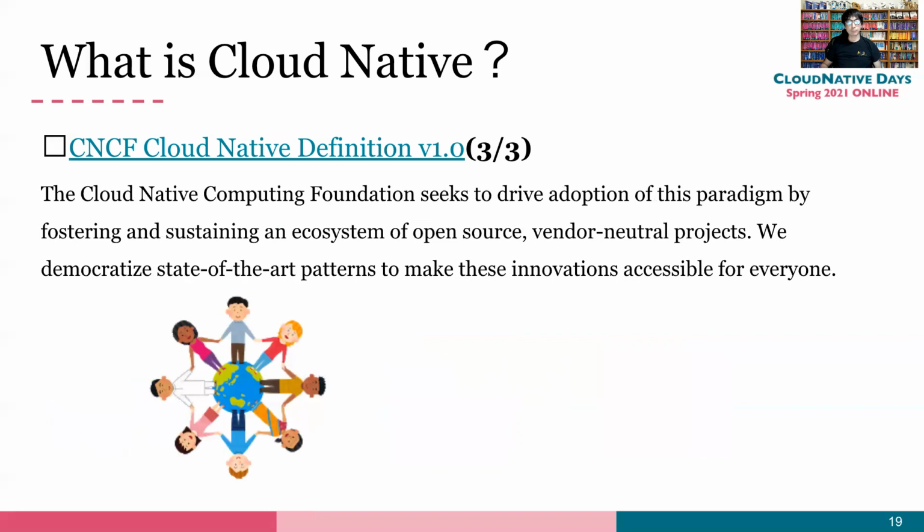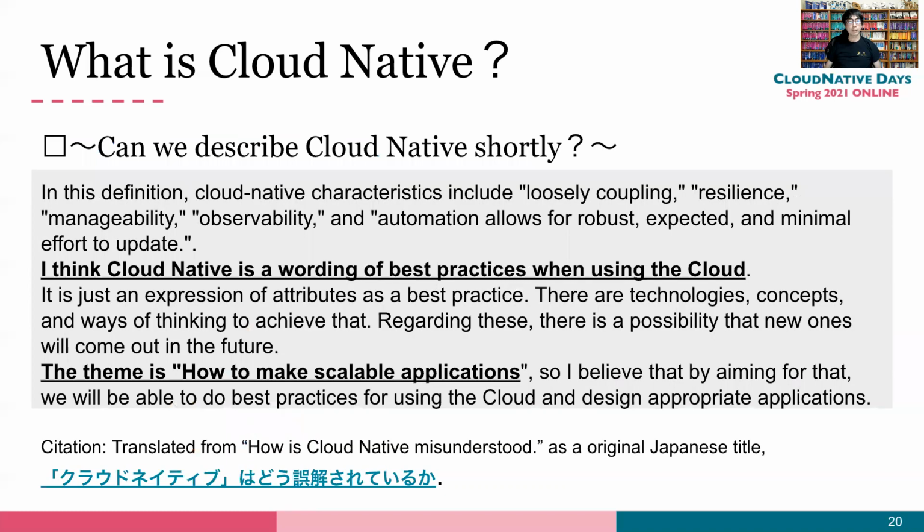The Cloud Native Computing Foundation (CNCF) seeks to drive adoption of this paradigm by fostering and sustaining an ecosystem of open source, vendor neutral projects. We democratize state-of-the-art patterns to make these innovations accessible for everyone. Actually, I think it shows the stance of the CNCF and TOC for their community and outside the community too. So there are three parts I divided, and it's so long. So can we describe cloud native shortly?